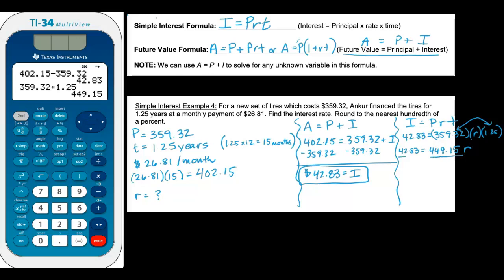Now I want to solve for R. So I'm going to divide both sides by $449.15. Those cancel out, which is great because R ends up being by itself. So $42.83 divided by $449.15, and I end up getting a pretty big long decimal. So what I'm going to do is convert this to a percent and then round.